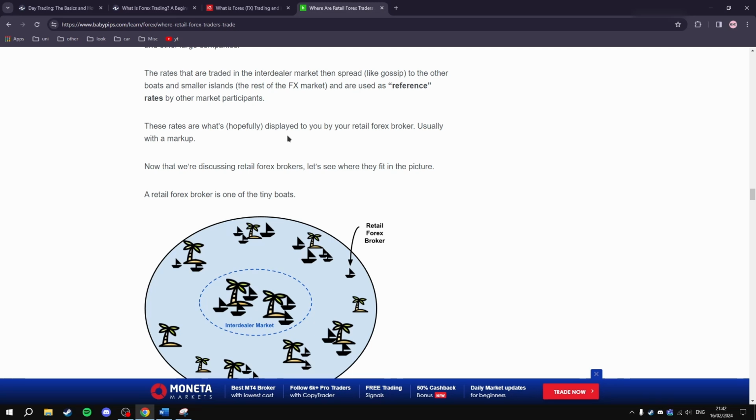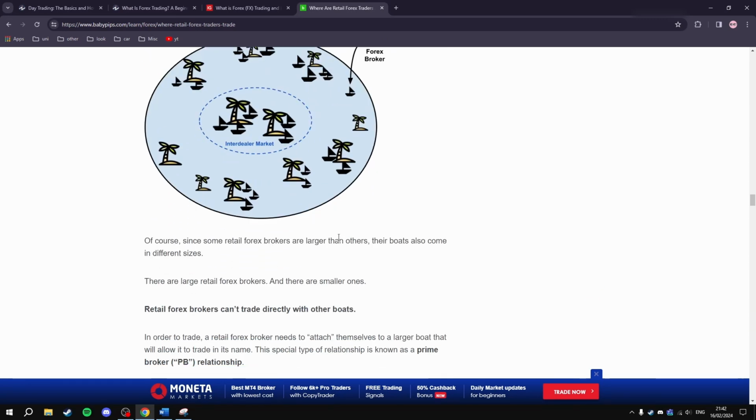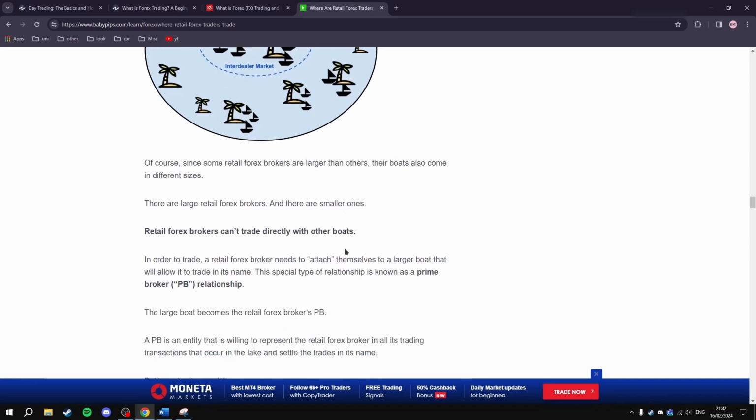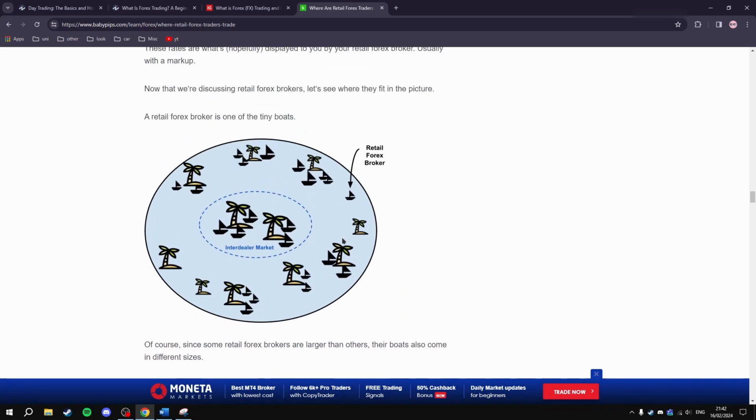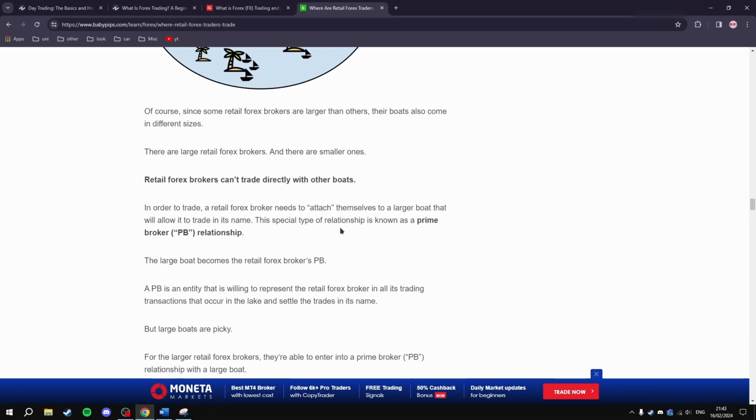Now that we're discussing retail forex brokers, let's see where they fit in the picture. A retail forex broker is one of the tiny boats. Of course, since some retail forex brokers are larger than others, their boats also come in different sizes. There are large retail forex brokers and there are smaller ones. Retail forex brokers can't trade directly with other boats. In order to trade, a retail forex broker needs to attach themselves to a larger boat and that will allow it to trade in its name.